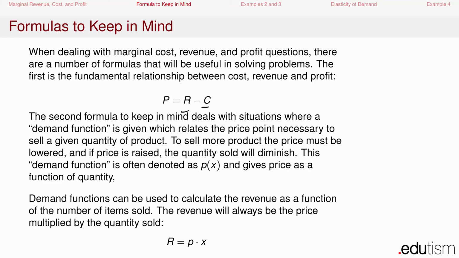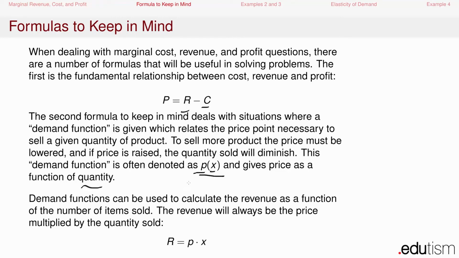The second formula to keep in mind deals with situations where a demand function is given, which relates to the price point necessary to sell a given quantity of product. To sell more product, the price must be lowered, and if price is raised, the quantity sold will diminish. This demand function is often denoted as P of x and gives price as a function of quantity. Basically, the x is the quantity, the P is the price.